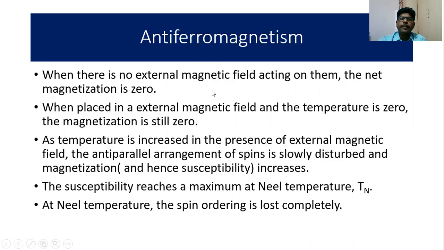When there is no external magnetic field acting on them, the net magnetization is zero. When placed in an external magnetic field and the temperature is zero, the magnetization is still zero. As temperature is increased in the presence of an external magnetic field, the antiparallel arrangement of spins is slowly disturbed and magnetization increases. So when magnetization increases, the susceptibility will also increase. The susceptibility reaches a maximum at a temperature called the Néel temperature. At the Néel temperature, the spin ordering is lost completely.